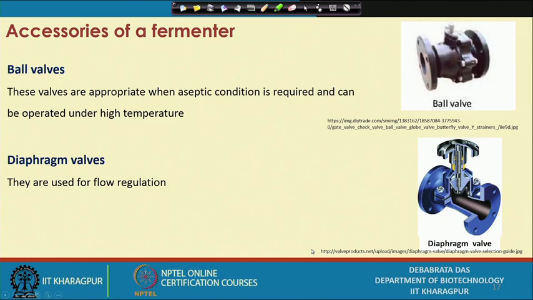Now this is the ball valve that I was talking about. It is used largely for sampling purposes. When aseptic conditions are required, it can be operated at high temperature. The diaphragm valve can also be used for sampling purposes.